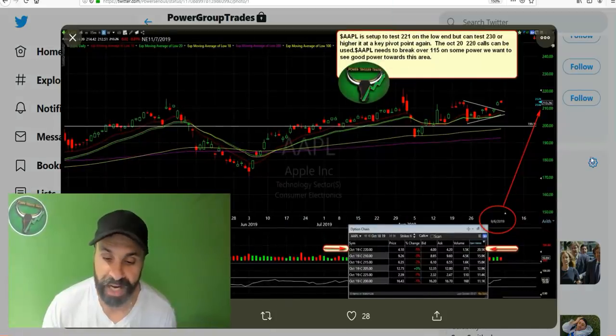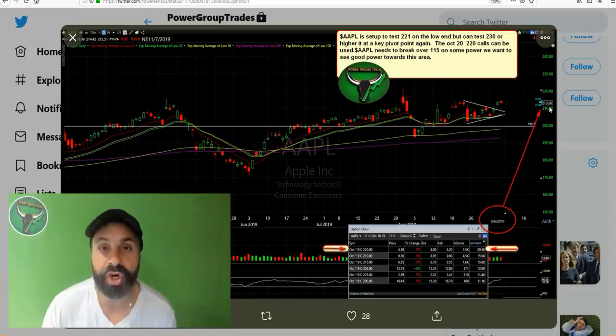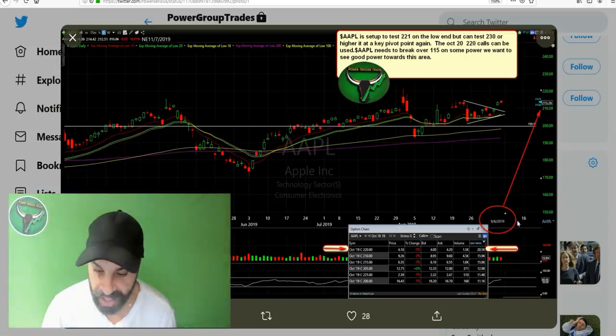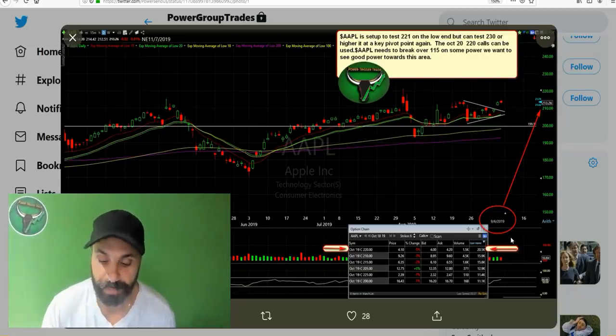Here we're going to see Apple is set up to test 221 on the low end, but can test 230 or higher. It is at a key pivot point again. So this was when Apple was at $213.36. See over here in the circle? See that circle, in case you don't see my cursor? That was based on the 6th of September close.